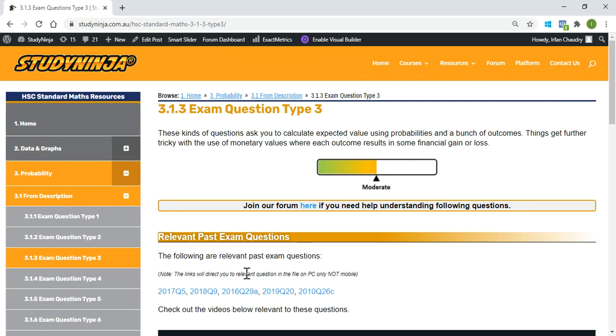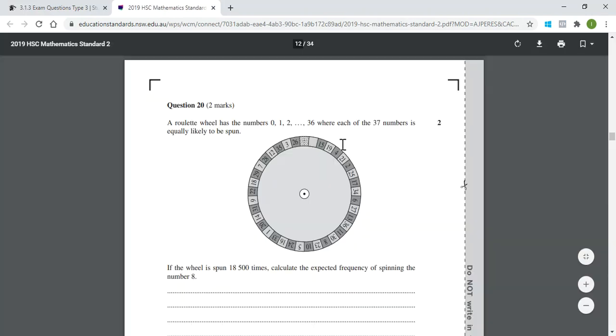And if we open the question number 20, so this is the question. We have our roulette wheel, which has got 37 numbers from 0 to 36, which all have equal probability of appearing. And what we are told is that the wheel is spun 18,500 times. And we need to find out the frequency of spinning the number 8. So in simple language, how many times can you expect 8 to appear if this is spun 18,500 times?